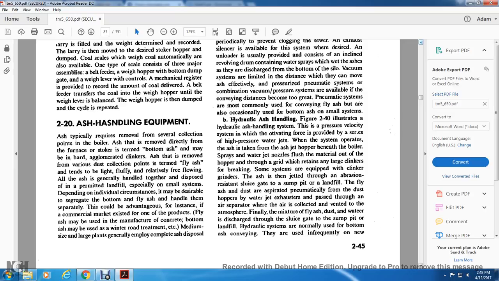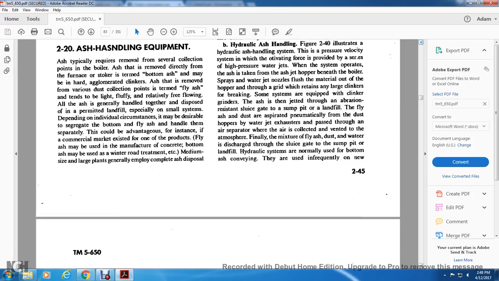abrasion-resistant sluice gates until the sump pump and pit are filled. The fly ash dust is sprayed mechanically from the dust hopper. The water jet exhausters pass through an air separator, with the air collected and vented to the atmosphere. Finally, the mixture of fly ash, dust, and water is discharged through the sluice gate of the sump pit to the landfill. The hydraulic system is normally used for bottom ash conveying, usually infrequently for fly ash.